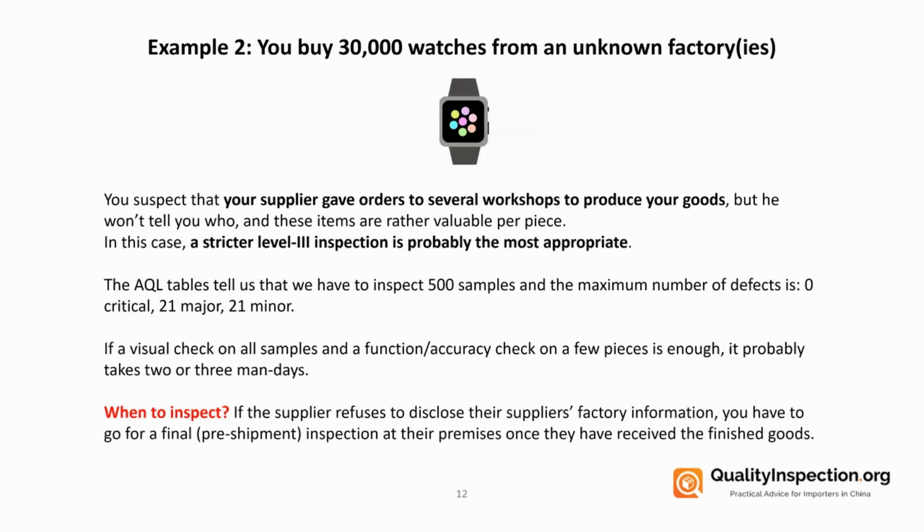So when would we inspect? Your hands are tied here a little bit, because if the supplier refuses to disclose their supplier's factory information, you have to inspect the goods at only your supplier's premises. So that means that you'll be doing a final random inspection once they've received the finished goods.